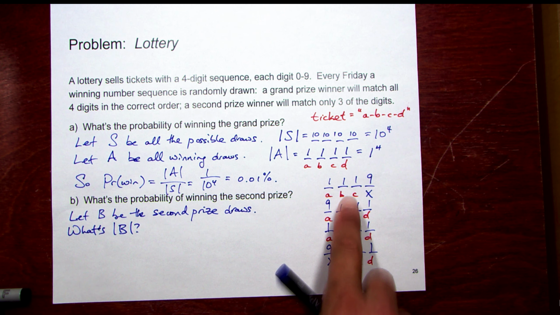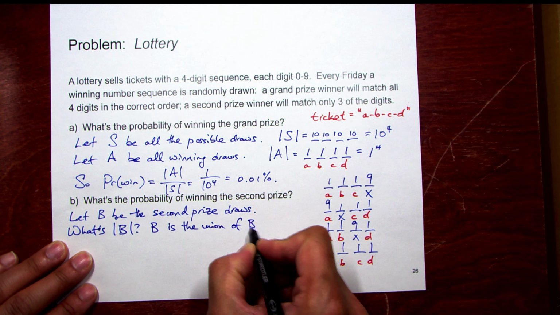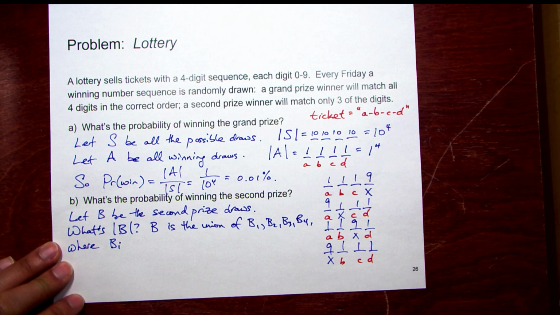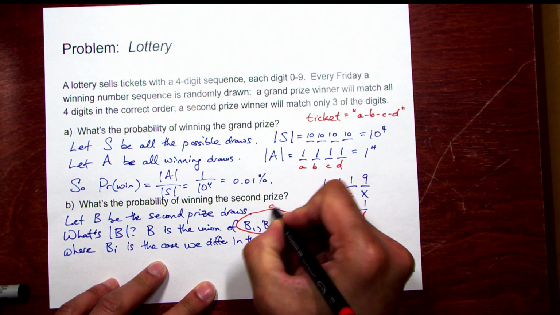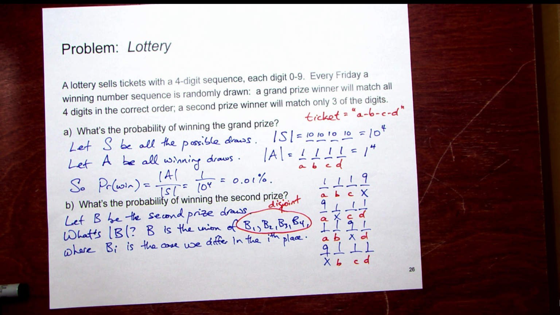So what's in B? B is one of these 4 cases, and I'm going to say B is the union of B1, B2, B3, and B4, where B sub i is the case where we differ in the ith digit. All of these are disjoint, and maybe I could have added one more word in there. I'll just circle this and say these are disjoint. So the rule of sum applies, and we can just add up all those cases.